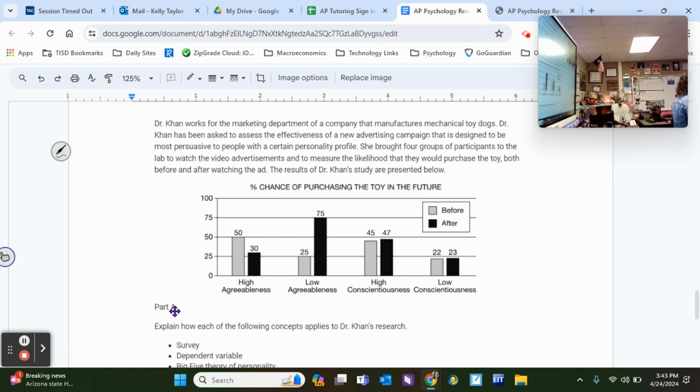Okay, are we ready to talk about survey, dependent variable, and Big Five? I both hate and like AP Psychology and FRQs, because sometimes you can write a full paragraph and you didn't actually answer the question, and then sometimes you can write 2 words and you get the point. This is what I would have written and would have gotten the point. You could have written something similar for survey.